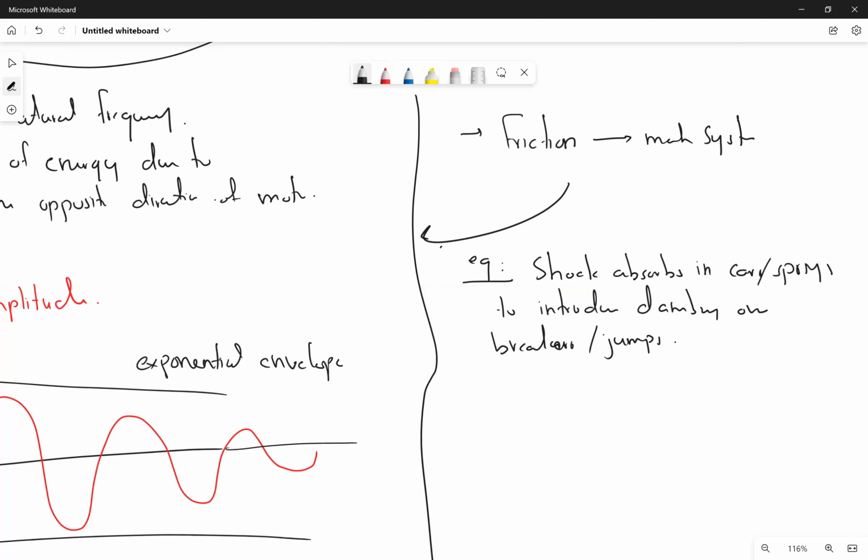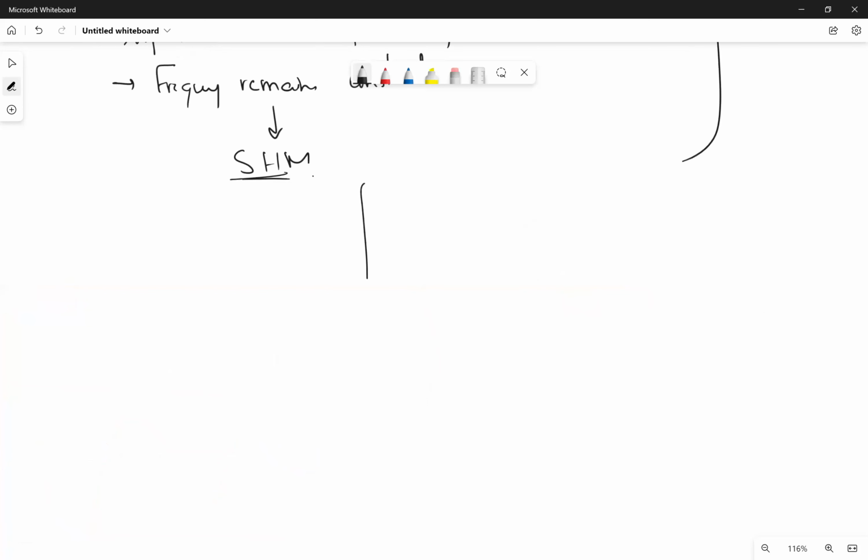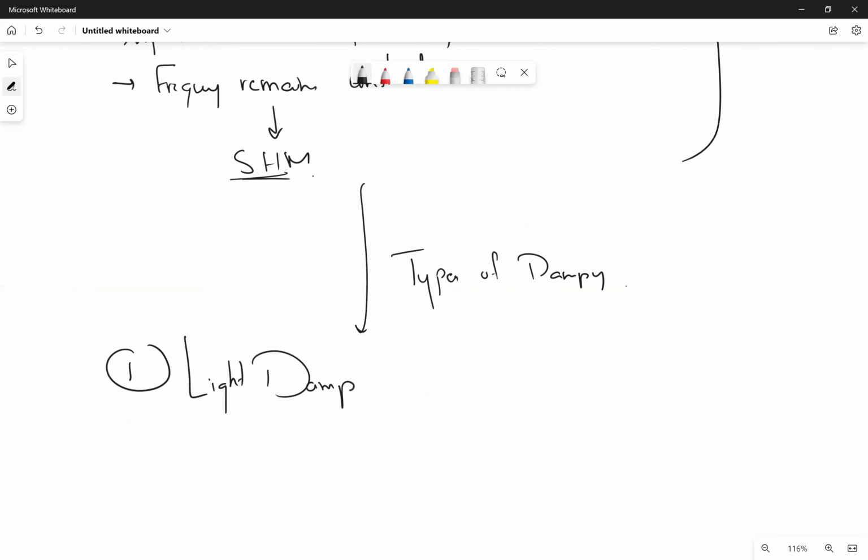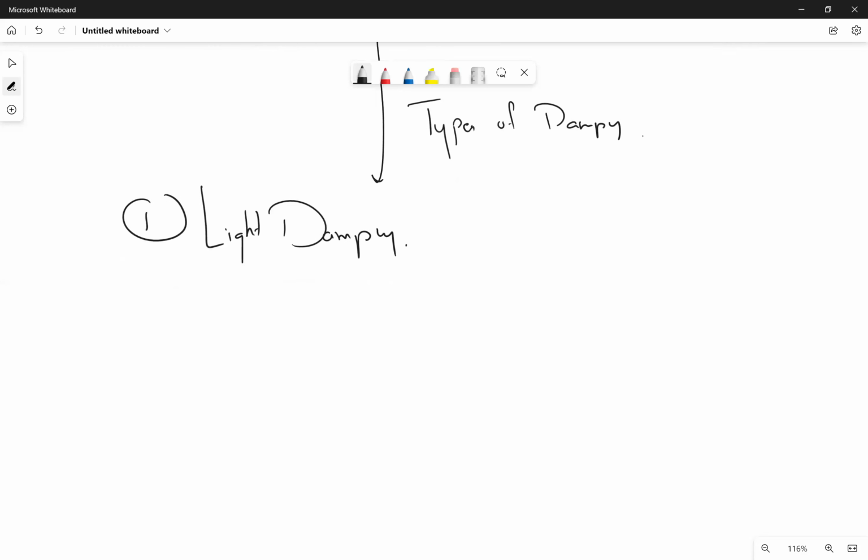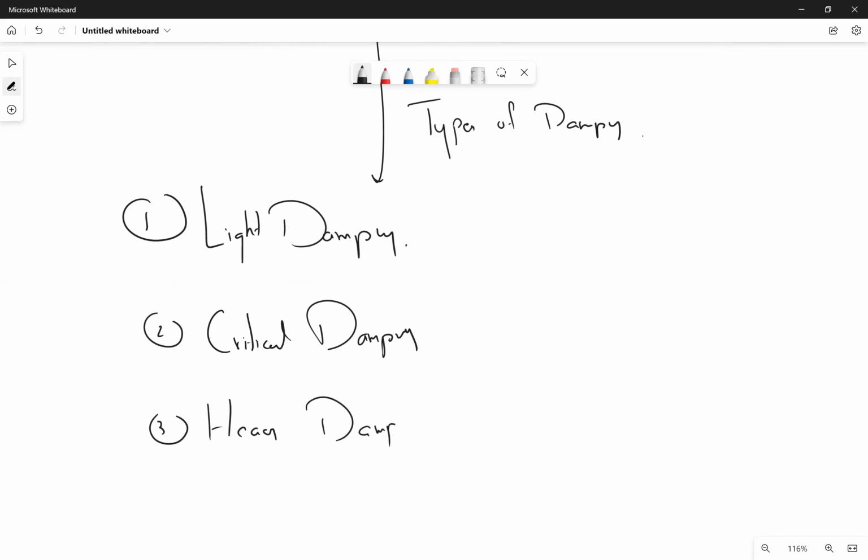All right. Now there are three types of damping. Looking at the types of damping here. First type of damping is light damping. The second type of damping is critical damping. And the third type of damping is heavy damping. All of these dampings are basically three different types of mechanisms to withdraw energy basically.